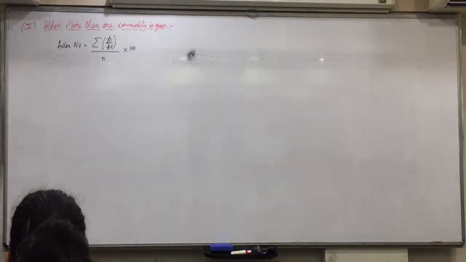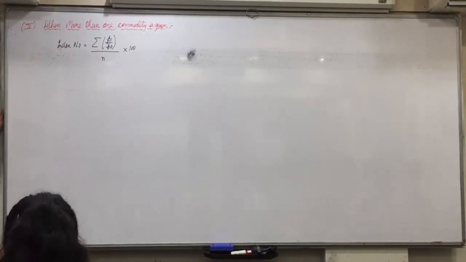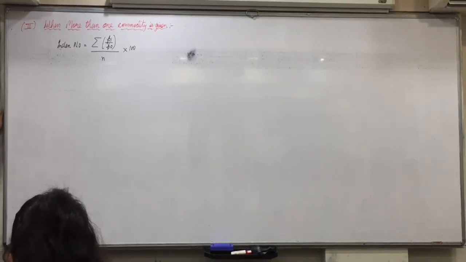Understood this? But when do we have to use this formula? When more than one commodity is given. It may be 2, 3, 4 commodities, then only you will use this formula. P1 is price of current year, P0 is price of previous year. Page 15, exercise 1.1.